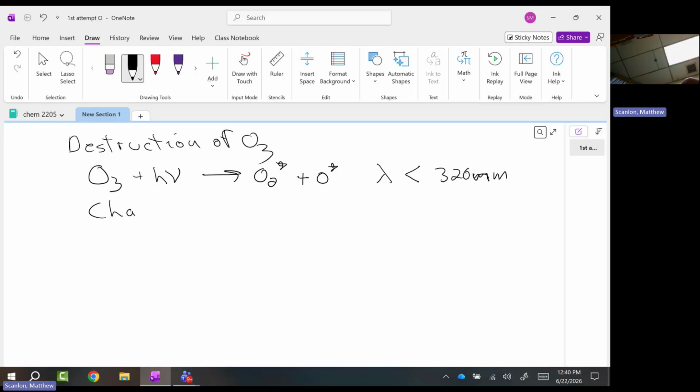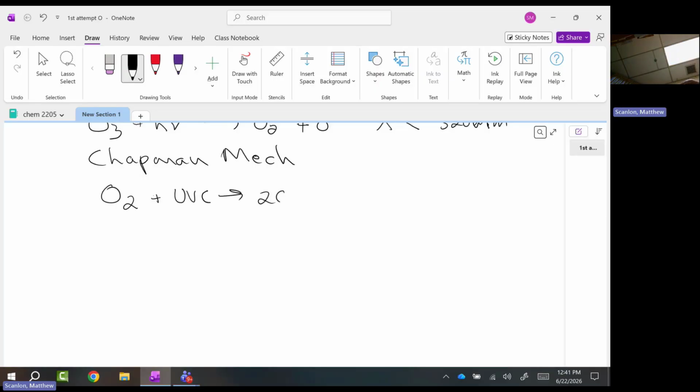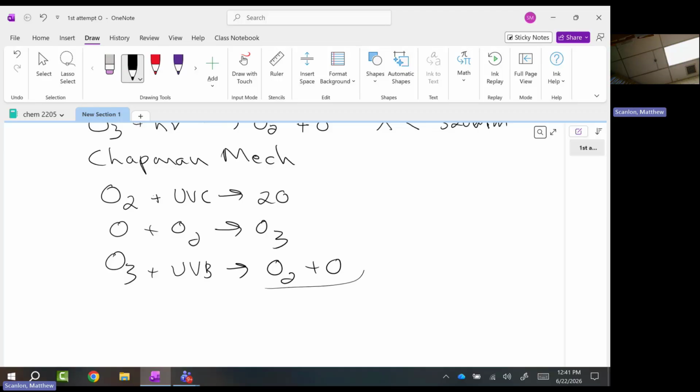And we'll go over that. You'll have to know this mechanism. O2 plus UVC yields 2 O. O plus O2 yields O3. I think we already went over this. And then O3 plus UVB yields O2 plus O. And this is circular. We produce O2 plus O that can produce ozone, etc. You can look at figure 1A in your book to see this.